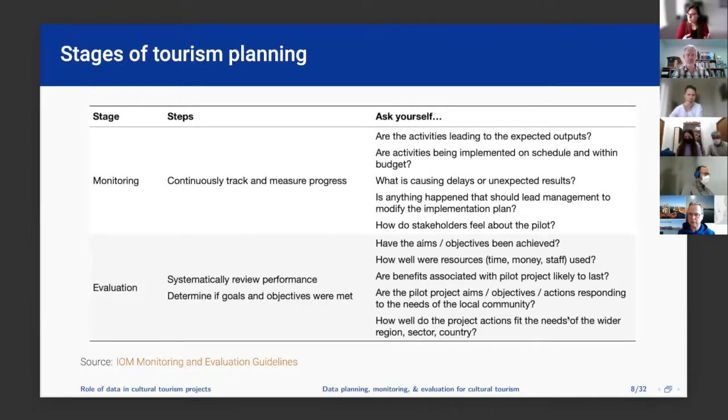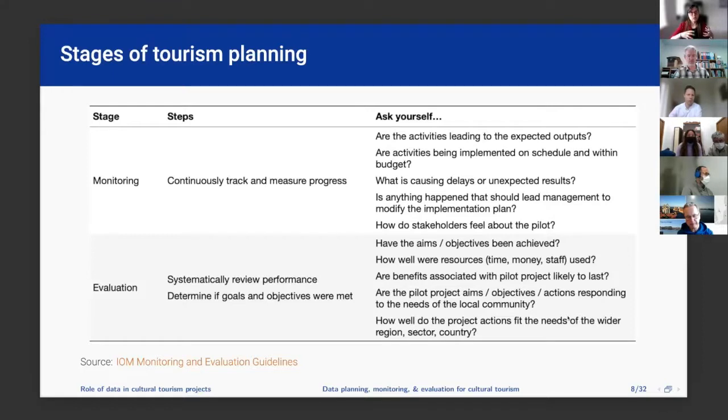How were our resources in terms of time and money and staff used? Could they be used more effectively in the future? Are the benefits of our project likely to last? Were we actually responding to the needs of the local community?